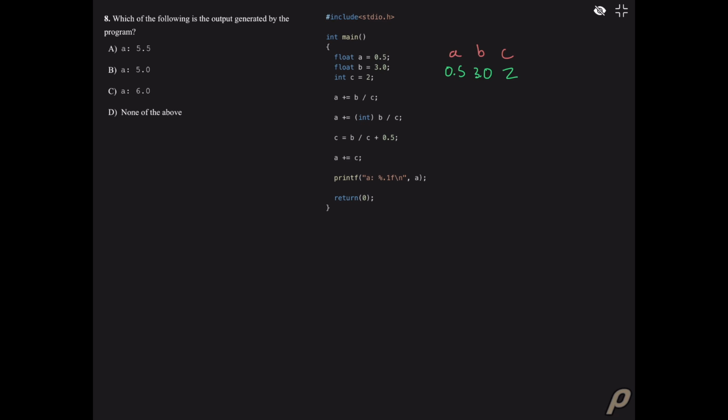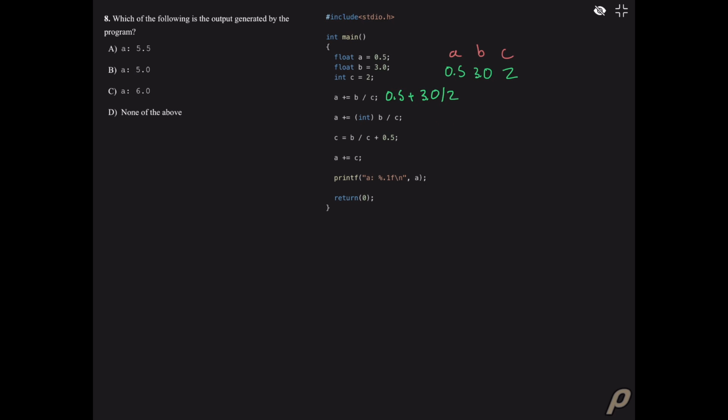All right, so now we move on to our next line of code down here. So we see this A plus equals B divided by C. So we'll just write out this plus equal, remember, means that it's going to be A plus B divided by C, and we'll store that back into A. So that'll mean we get 0.5 plus B, which is 3.0 divided by 2.